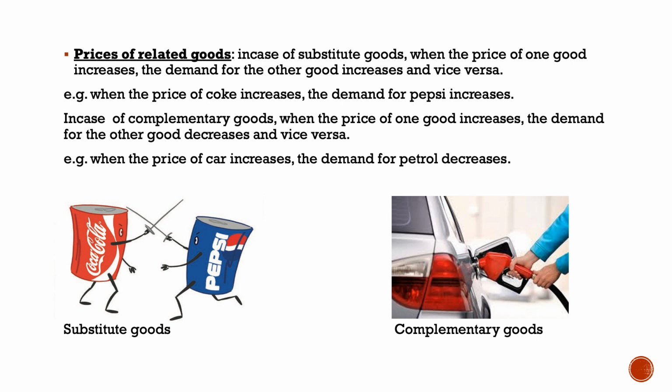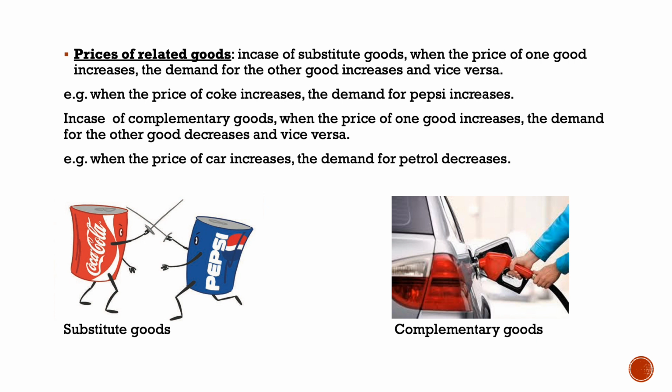We do not consume these two goods together. We can have one at a particular time. And the next related good is complementary goods, meaning the goods which are consumed together, for example, car and petrol. These goods are consumed together.